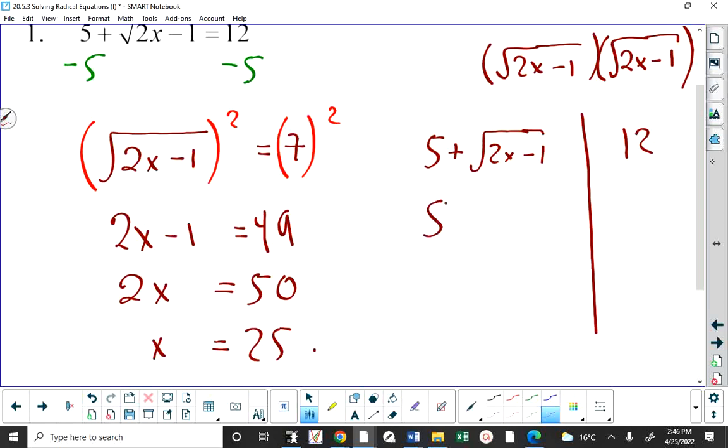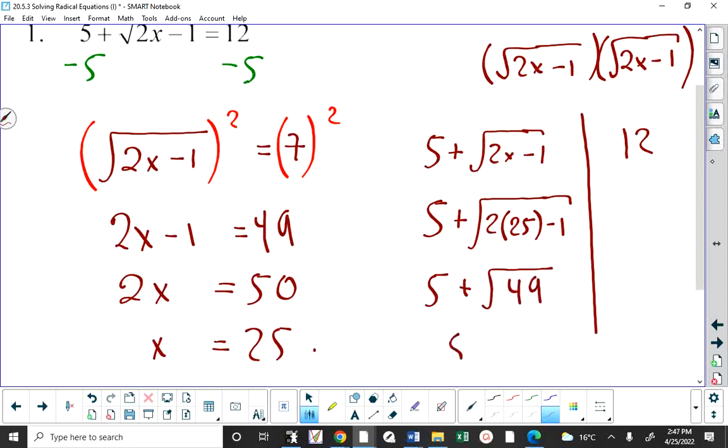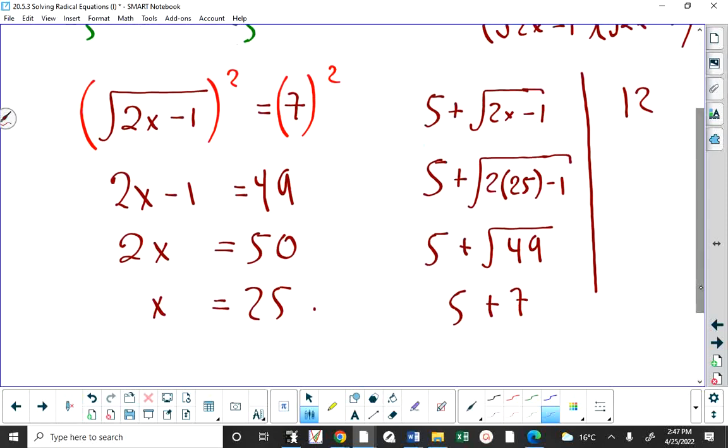So 5 plus root 2 times 25, and then minus 1. There's nothing to do on the right side. It's just 12. So we get 5 plus the square root of 50 minus 1 is 49. 5 plus 7 gives you 12. Jackpot. It works. And I know that some of you are going, why wouldn't it work?